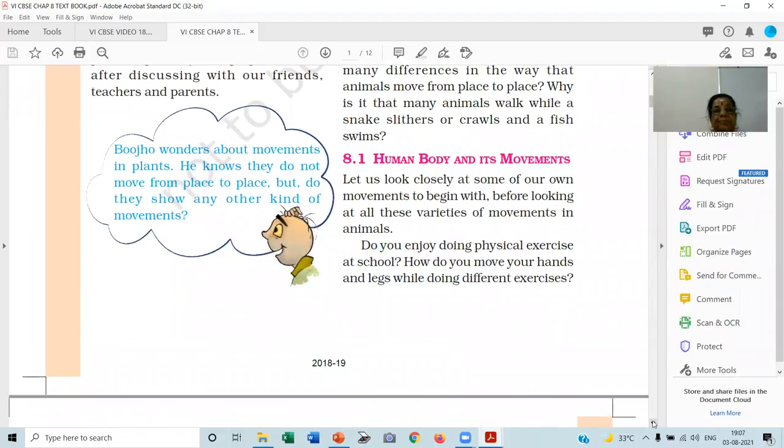And then movement in plants, detailed first in video number 13. They show tropic movement and nastic movement. Plants will not move from place to place. They show movement of the body parts, and they are of two types. One is tropic movement, responding to stimulus such as light, gravity, water, chemical and touch. So these are tropic movements, directional movement, and nastic movements are non-directional movement.